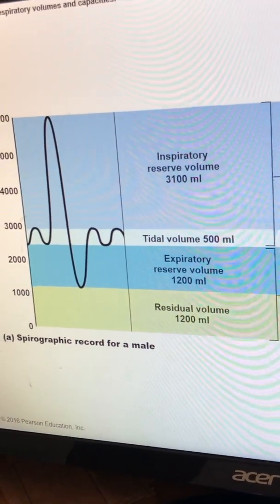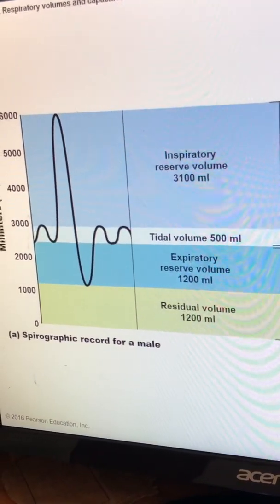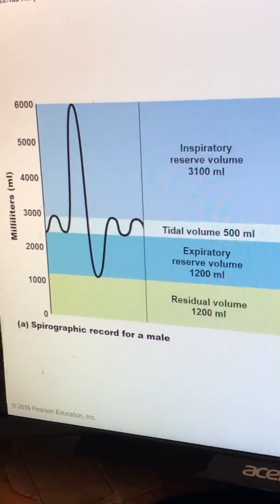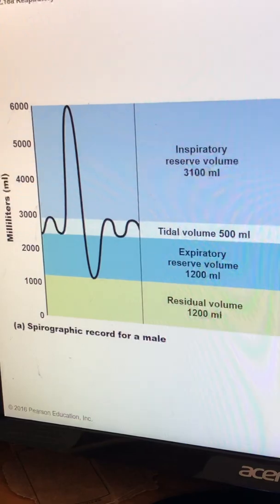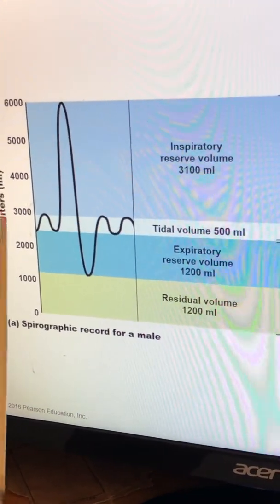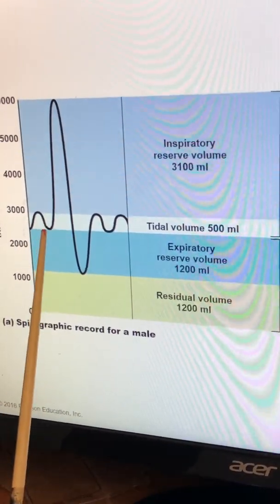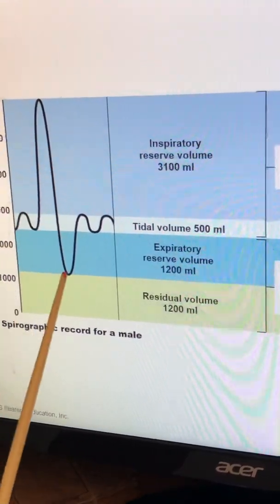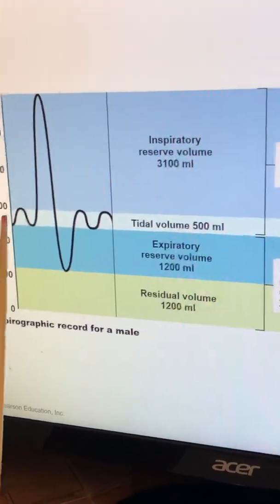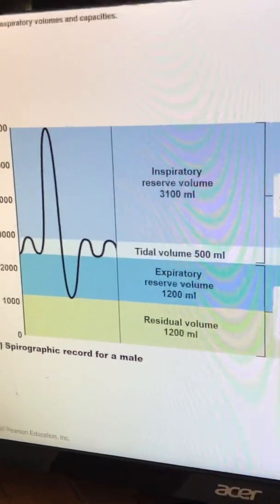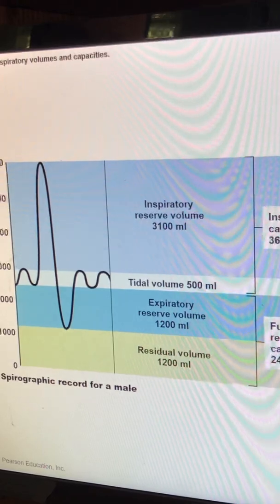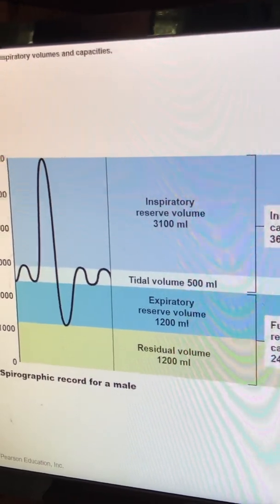Tidal volume is going to be the anatomical definition for breathing under resting conditions. So if you're sitting at home, not doing anything but breathing in and breathing out, you're really not stretching your lungs all the way up to here, and you're not trying to blow it out. So this center blue line is called tidal volume, and it's about half a liter of volume of air that you get in at any time.